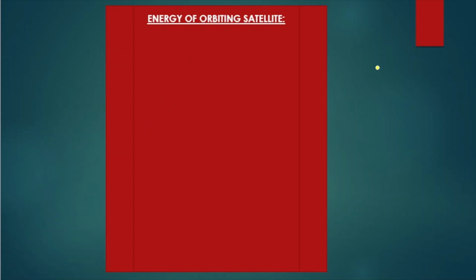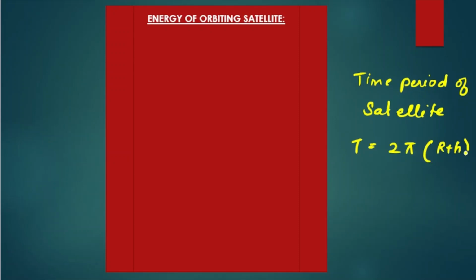So come on, let us talk about the time period of the satellite. I'm just writing now: time period of the satellite. So what is the time period of the satellite? Your T is equal to 2π (R+H)^(3/2) divided by the square root of GM. This is the time period of the satellite.